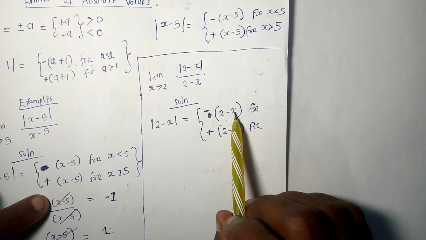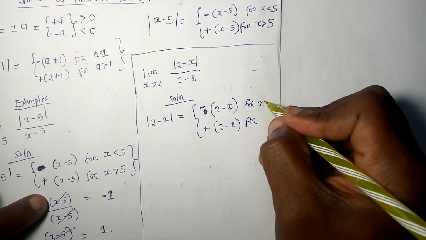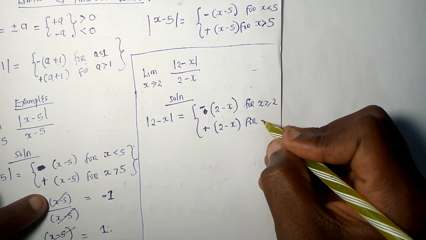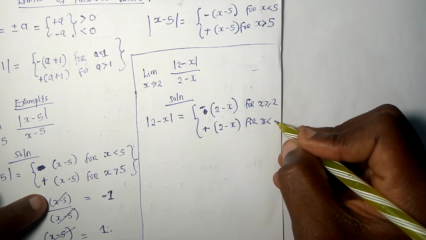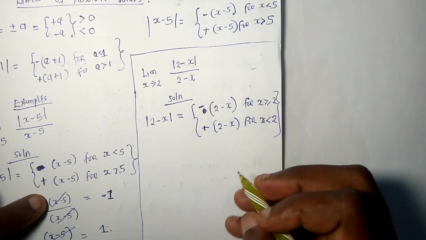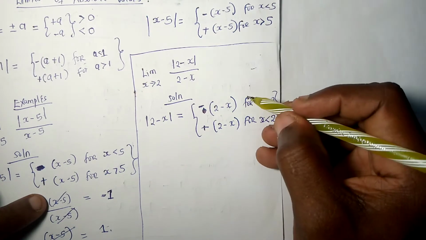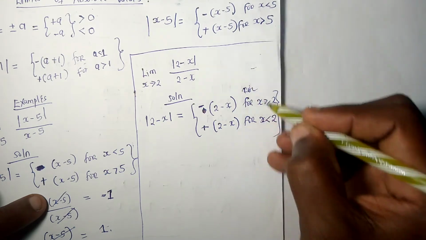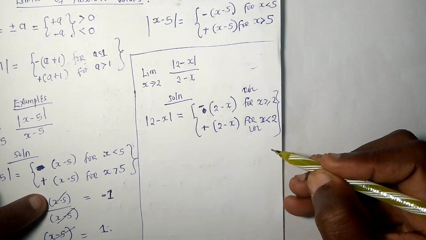This one is going to be the positive side. So this will be for x greater or equal to 2. And then this one is going to be for x now less than 2. I want you to get to know that. So in which case, this one now is going to be our right hand limit, and this one is going to be our left hand limit.